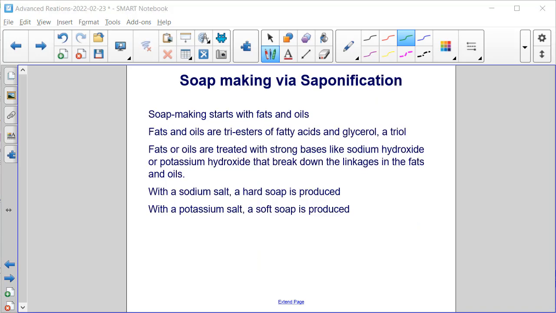Let's talk a little more about this soap making process via the saponification that we just discussed. Soap making starts with fats and oils. Fats and oils are triesters of fatty acids and glycerol, a triol. Fats or oils are treated with strong bases like sodium hydroxide or potassium hydroxide that break down the linkages in the fats and oils. With a sodium salt, a hard soap is produced, and with a potassium salt, a soft soap is produced.